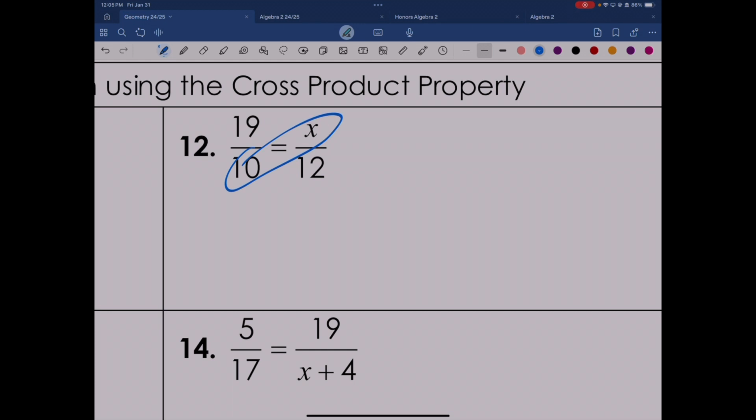Ten times x is 10x. So that's going to be 19 times 12. So that's 10x equals 19 times 12, 190, 208. What is it? 228.